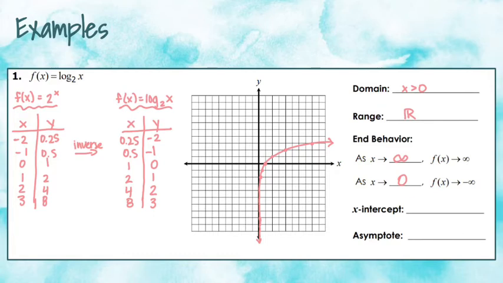Our x-intercept is where it crosses the x-axis, so that means that the y value will always be 0. In this case, it is at 1. Finally, our asymptote is at x equals 0.